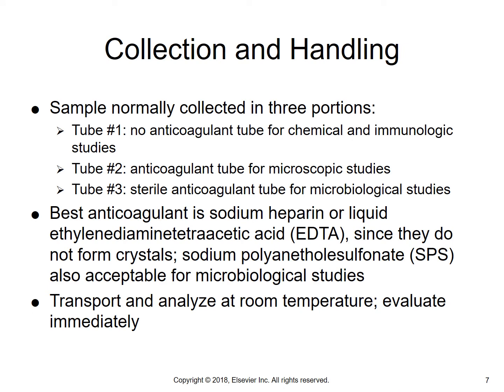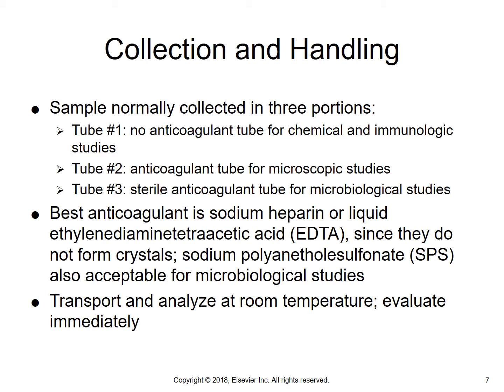Now, according to accreditation guidelines, there is a certain collection process for the tubes and how they're handled. So for the first fluid portion obtained, or tube 1, it will be placed into a no anticoagulant tube, and that will be sent for chemistry or immunological evaluation. The next portion, or tube 2, will be collected in an anticoagulant for microscopic studies. And the last portion, or tube 3, will be placed in a sterile anticoagulant tube for microbiology studies.